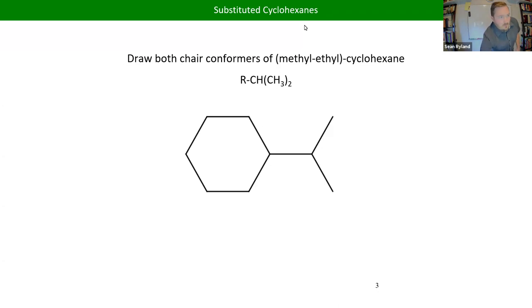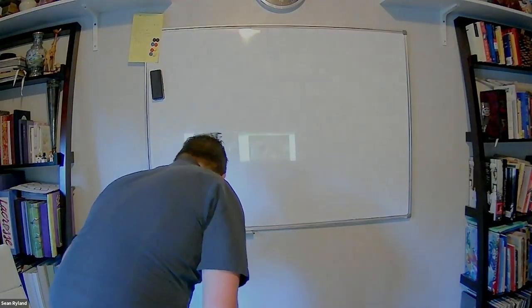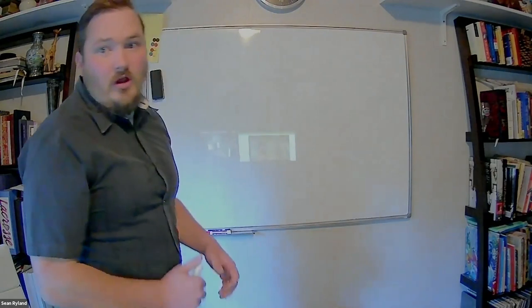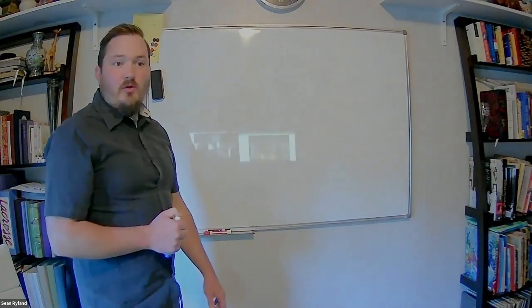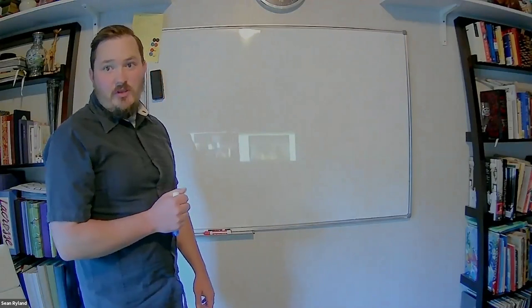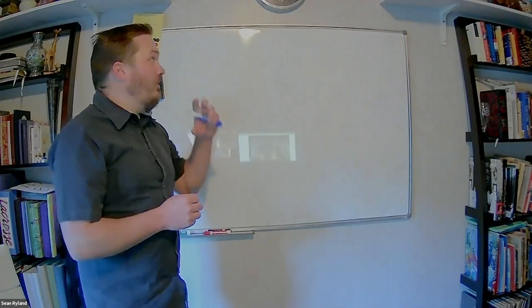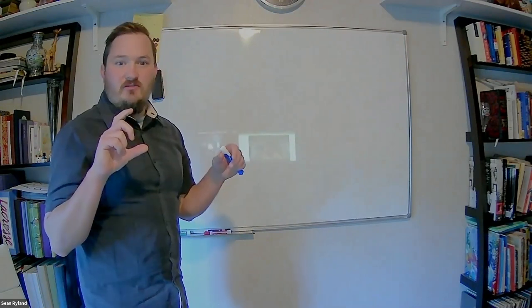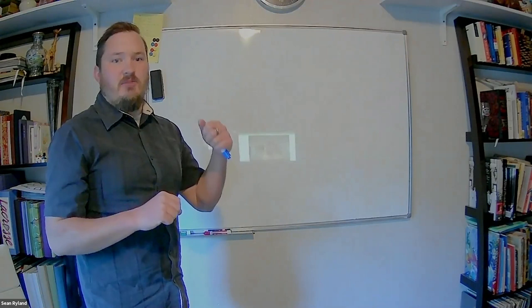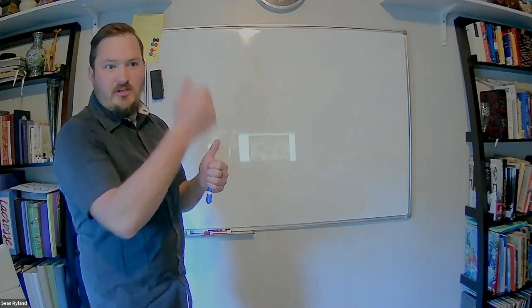All right, let's stop the share now so we can try it. We're trying to draw both conformers of this. It doesn't matter which one you draw first. Just pick one. If you wanted, you could start with the one that has the isopropyl in the more stable position, which would be equatorial. Because remember, every carbon on a cyclohexane has two positions for the things that are attached to it, right? It's either going to be axial, meaning pointing up and down relative to the ring, or equatorial, which is pointed away from the ring.